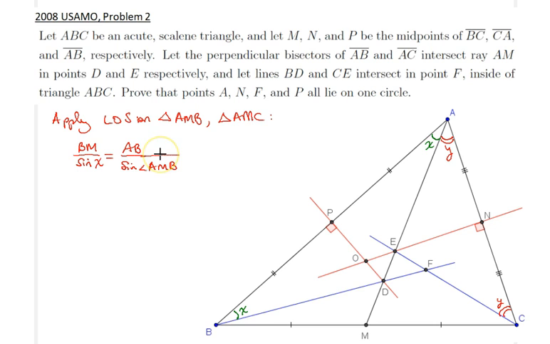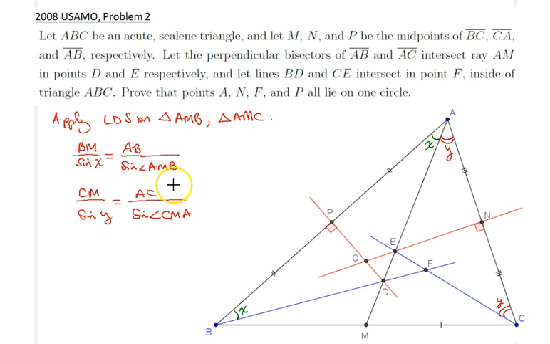And in a similar way, I can apply the law of sines on that other triangle ACM. So from here we would get that CM over sine y is equal to AC over sine CMA.